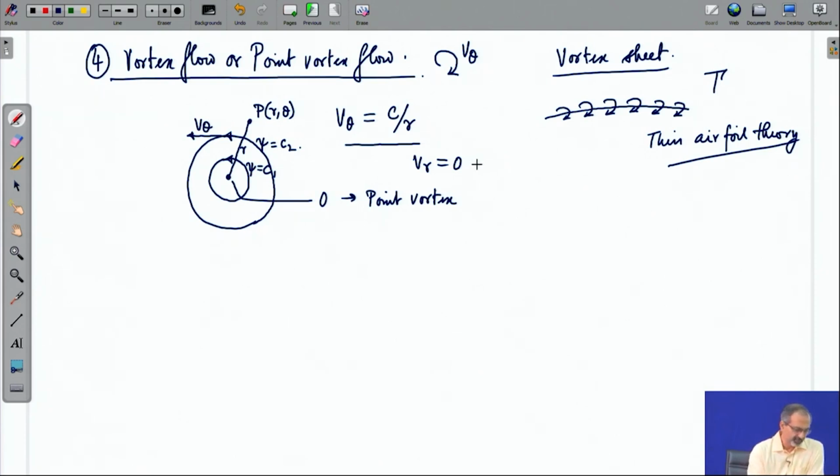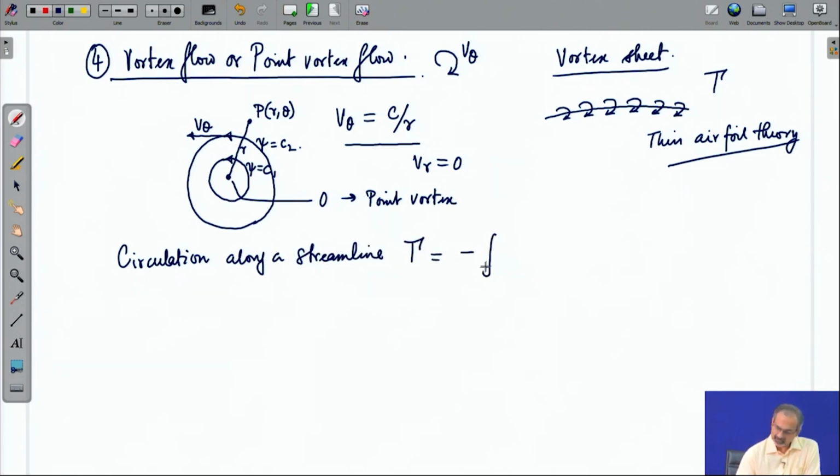If we were to calculate the circulation along a streamline, we pick any one of these streamlines and we try to calculate the circulation around it. It is a closed curve. So, we do this calculation and what would we find? The V will be constant, that is V theta times 2 pi r, that is the integral of ds.